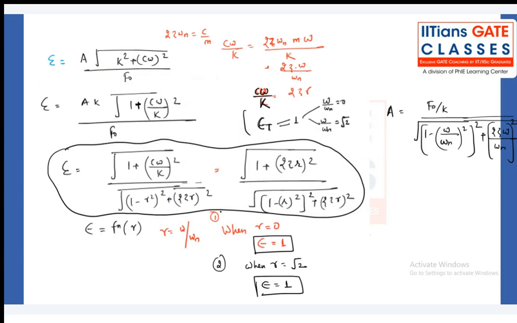And how are we arriving at these formulas? Each and every step I have written here. C omega by K can be written as 2 zeta into R. If you take K common, and write A divided by F naught, then you can write this particular formula, where omega by omega n is R.